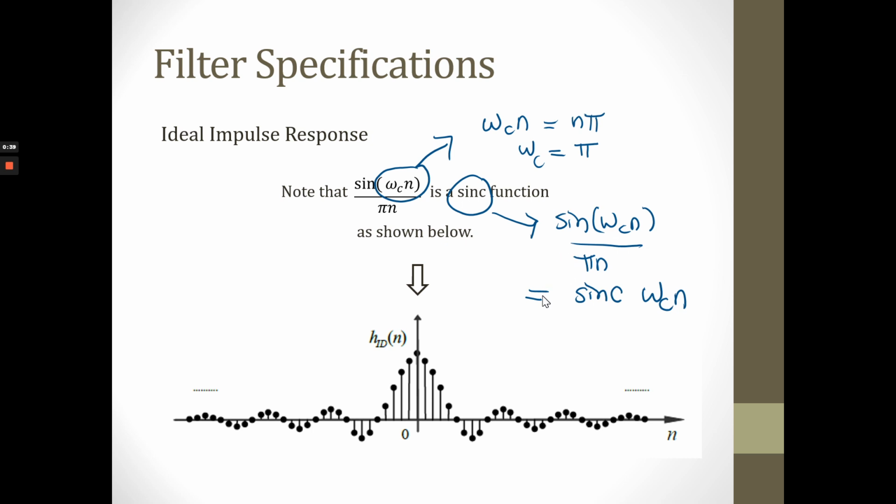This function is equal to sinc(ωc n), where sinc(x) is equal to sin(x) divided by x. So the sinc function of ωc n is actually equal to sin(ωc n) divided by ωc n, where ωc n is equal to nπ. So this equation is equal to sinc(ωc n), where this function can be described in this figure for the ideal impulse response signal.